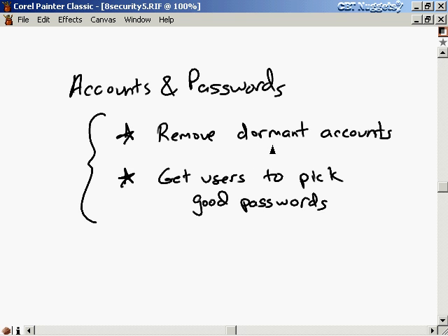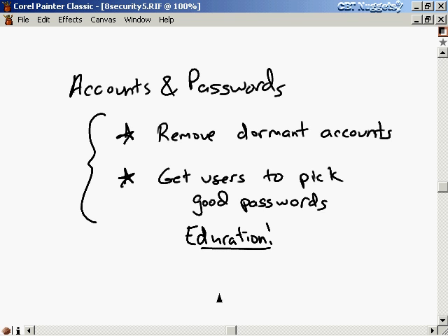This is a way in for people, the dormant accounts, because if somebody cracked into a dormant account and changed the password so they could repeatedly get onto the system, the person that owns the account would never even know, because they don't ever log in, so they wouldn't know their password's been changed. And then the other thing you have to do as a system administrator is get users to pick good passwords. How do you do this, you might ask? One word: education.